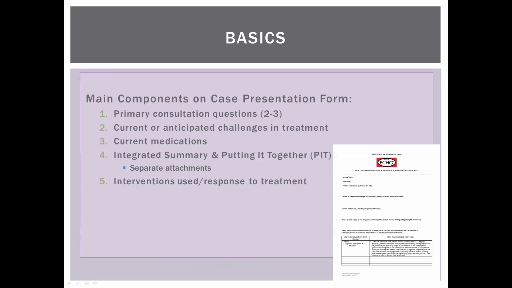Attaching the integrated summary and the putting it together, which are those separate attachments that are part of the comprehensive assessment process within PACT, and then a list of the interventions used and response to treatment. And those can just be categories. So we give an example around, I think it's supported employment, our example, supported employment and education.